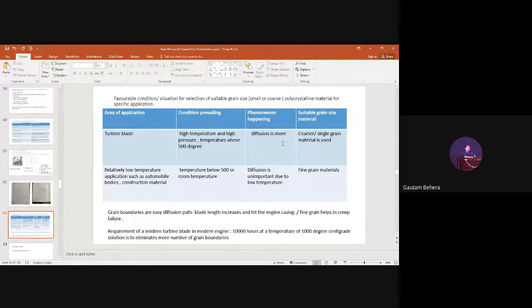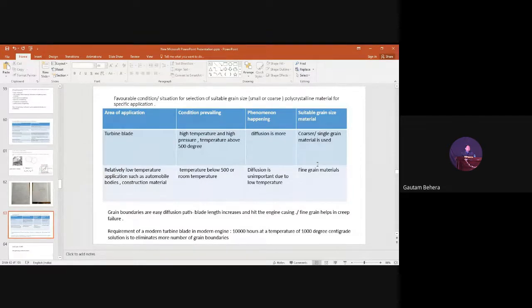So in those conditions, we need coarser grain materials or single grain materials. Basically, we choose single grain material. Single grain material means, you understand, it is a single grain. There are no grain boundaries. Or if we have coarser grain materials, will the grain boundaries be less or more? Less. Obviously, a smaller number of grain boundaries will be available. Similarly, single grain materials have no grain boundaries at all. Right? But coarser grain materials have few grain boundaries.